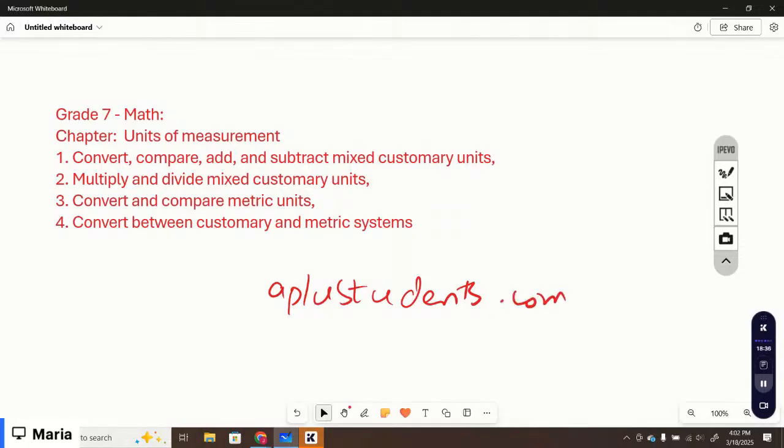You have to log in there using your email address and password as provided by the administrator. Then you have to select math from the subject tab. Scroll down to grade 7 math and then click on view all lessons. There you can find the list of the chapters. You can start with the chapter unit of measurement.